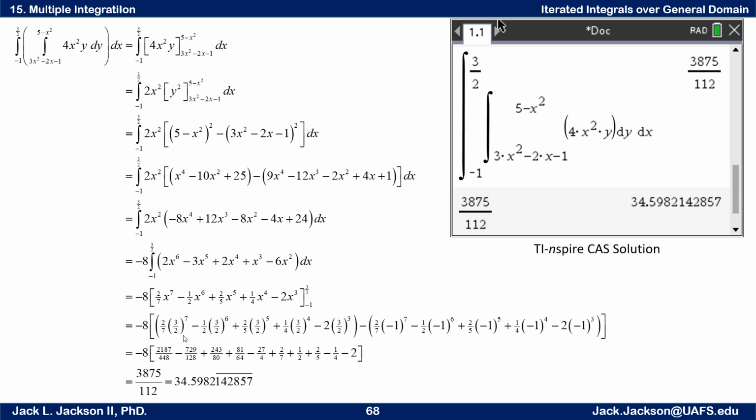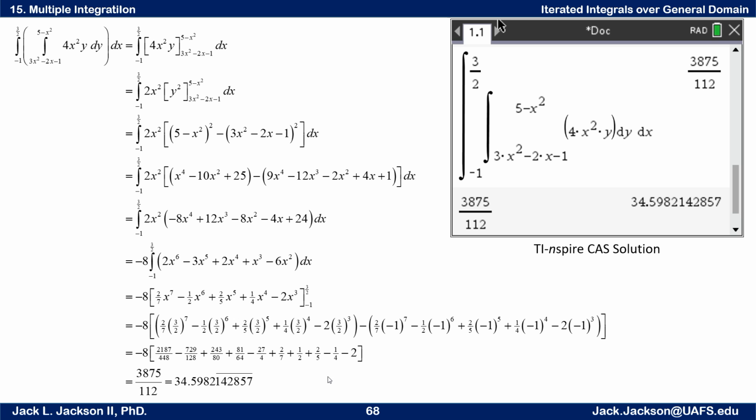Now this is just some arithmetic here that you might want to get a calculator out to help you with, but 3/2 to the 7th times 2/7. Well, one of the 2's cancel. So you got 3 to the 7th over 7 times 2 to the 6th. That's 2187 over 448. And in a similar manner, you can see these hopefully on the screen here, what these all turn out to be. Get a common denominator and add those together. I used a calculator to help me with this. And don't forget to multiply by -8 at the end.